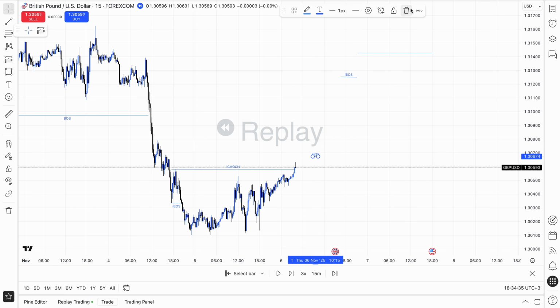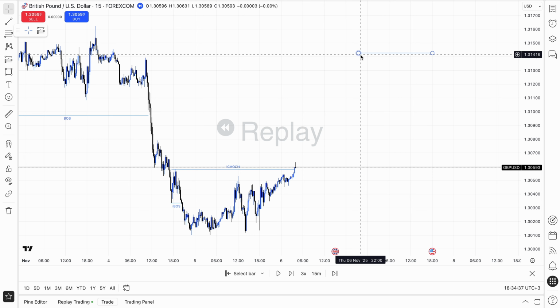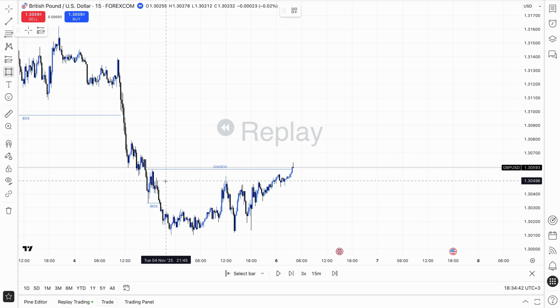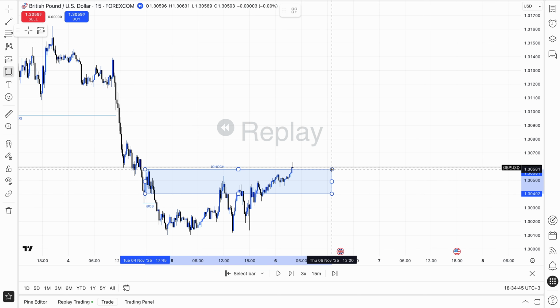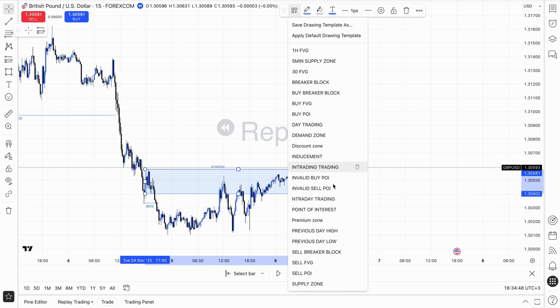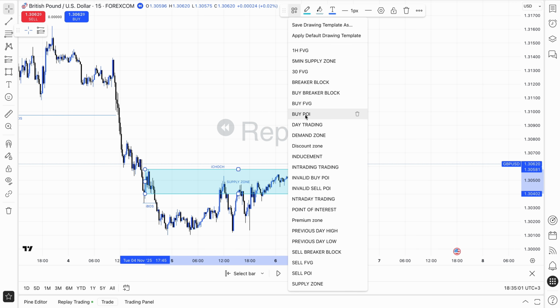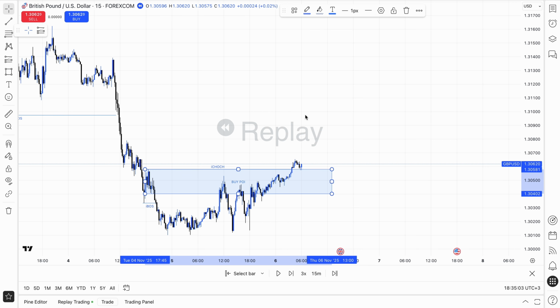And I had my buy breaker block just above because we had our supply zone just here. You can see it. This was the supply zone before, and this supply zone was disrespected during the Asian session. And the moment it was disrespected, automatically it became our buy point of interest, demand zone, buy breaker block.